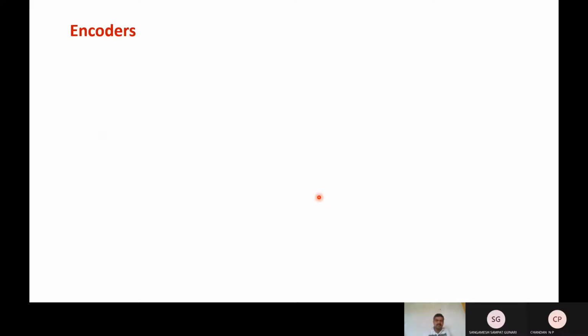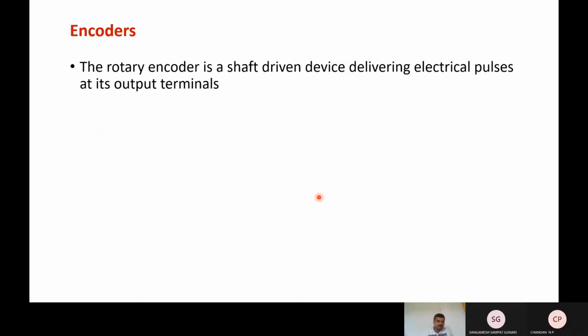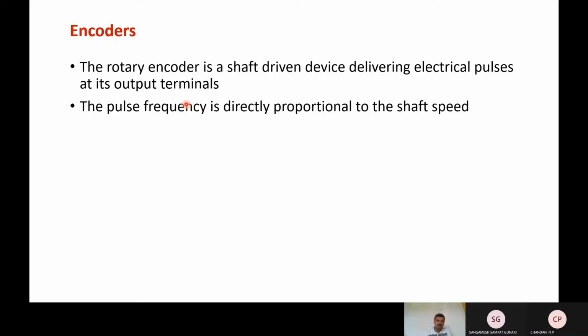Okay, first consider encoders. Encoders are position feedback devices. Okay, you can find linear encoders and rotary encoders. So for our discussion for this course, we will consider the rotary encoder. The rotary encoder is a shaft driven device delivering electrical pulses at its output terminals. The pulse frequency is directly proportional to the shaft speed. There are 2 types: incremental encoder and absolute encoder.